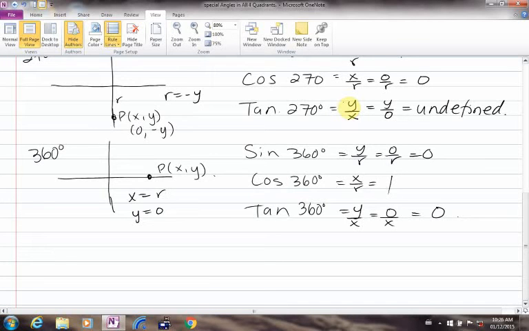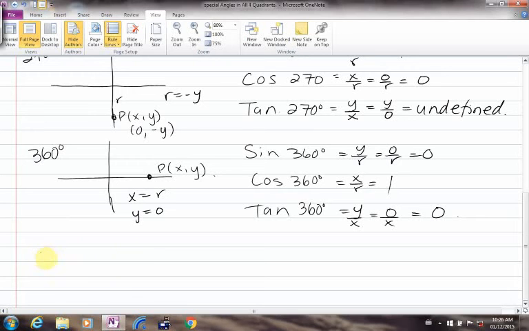So I could ask you on the non-calculated part of the test to give me the tangent of 270 degrees. Or I could say the sine is 1. What's theta? And you'd have to be able to work backwards. Okay? So you do need to know them.